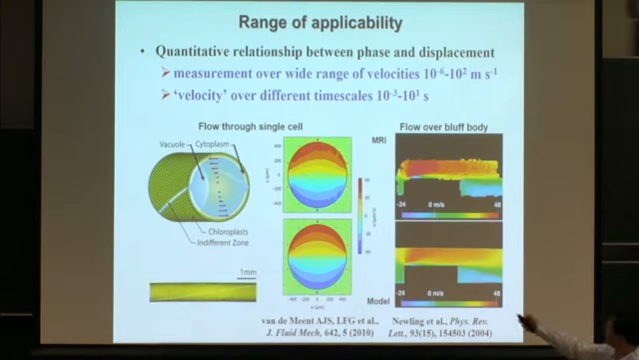This is just some work we did with Ray Goldstein here in DAMT, looking at the velocity inside a single cell, where we've got velocities of order a few tens of microns per second, with a comparison with some modelling. This isn't our work, this is some work done by a group in Canada, but they're looking at velocities up to of the order of 100 meters per second.